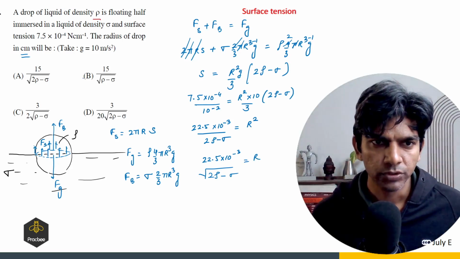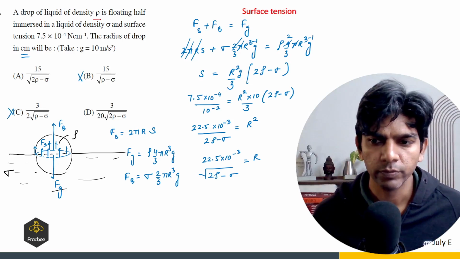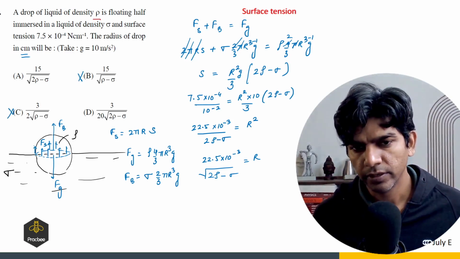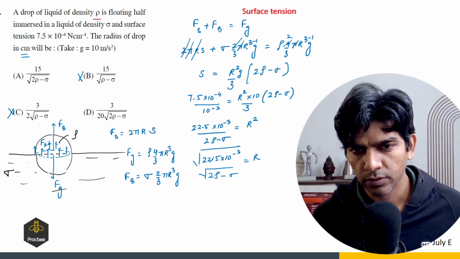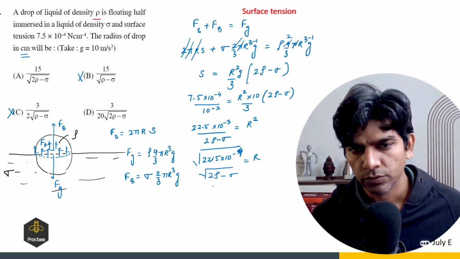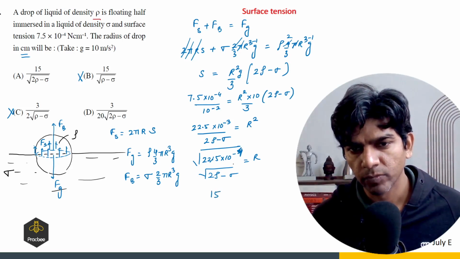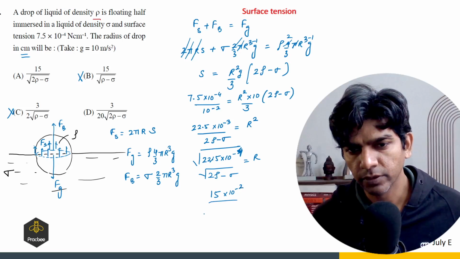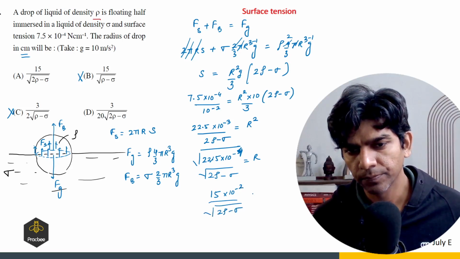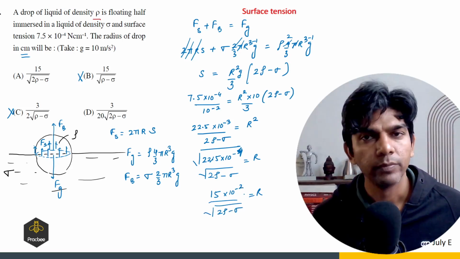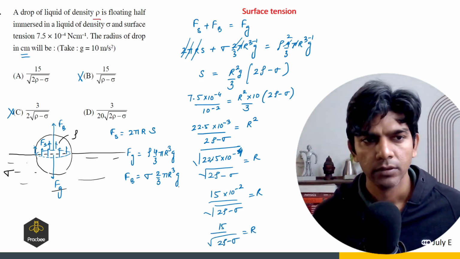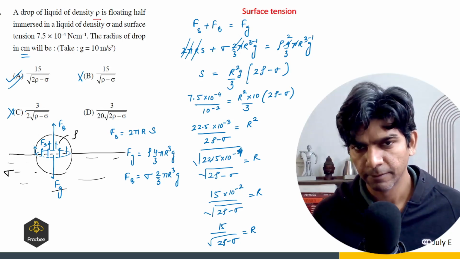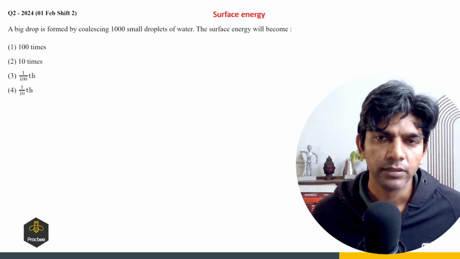So if you look at it, option B and option C cannot be the answer. So let us check. So let us take the square root of this, right? So square root of 225 will be 15 and times 10 raised to minus 2 divided by root of 2 rho minus sigma. And this will be in meters. So in centimeter it will be 15 upon root of 2 rho minus sigma. So option A is the right answer. Right, so the next concept is surface energy.